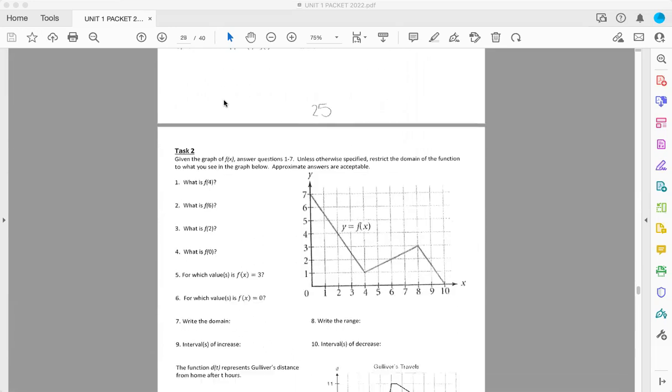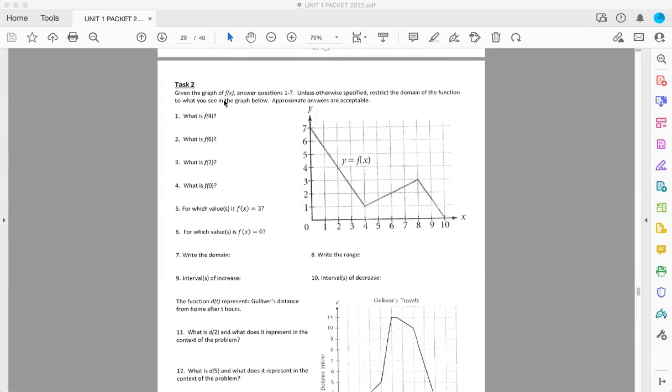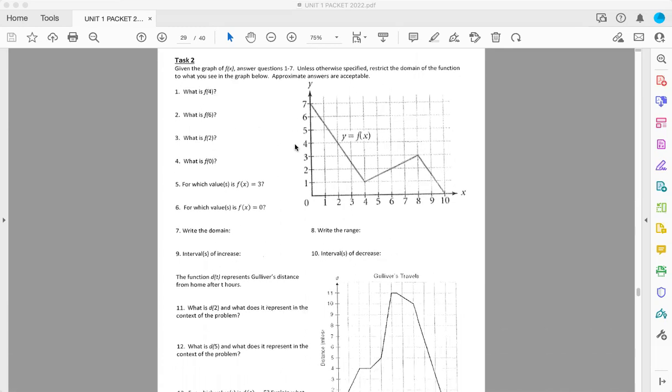Task number 2 real quick. It says, check the graph of f of x and then answer questions 1 through 7. Unless otherwise specified, restrict the domain of the function to what you see in the graph below. Approximate answers are acceptable. Okay, that's fine. What is f of 4? This is really spiral review.